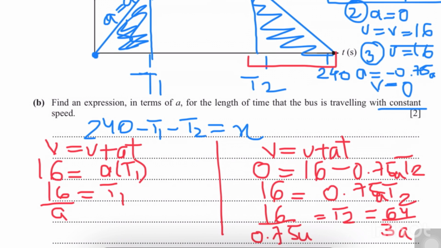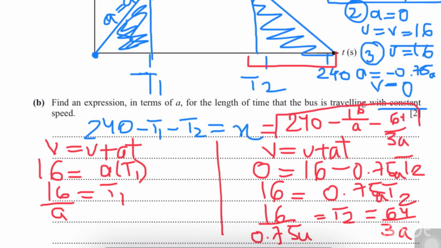So if we write this again, this means that x is equals to 240 minus 16 over a minus 64 over 3a. And this is the length of time that the bus is traveling at a constant speed.